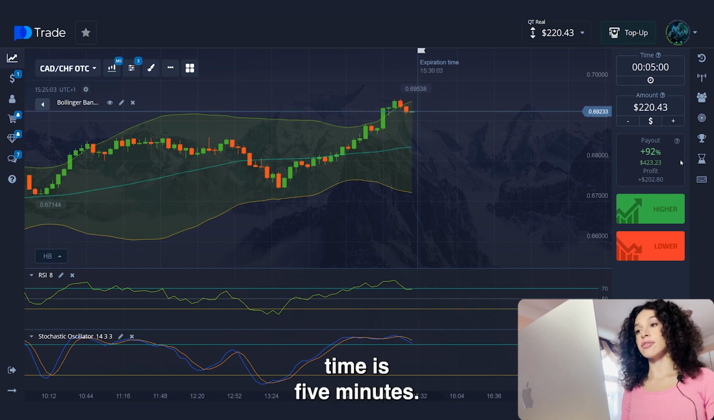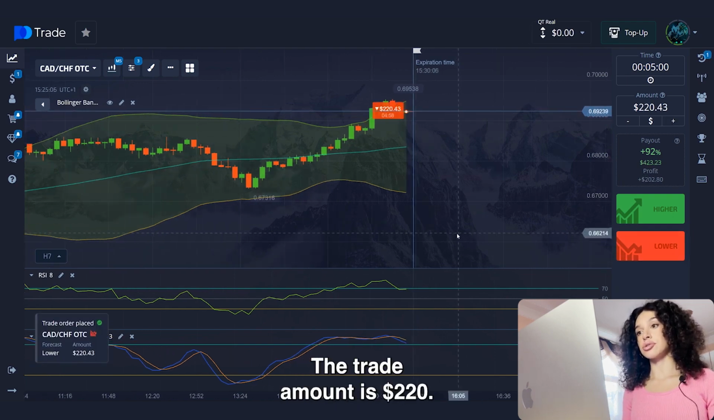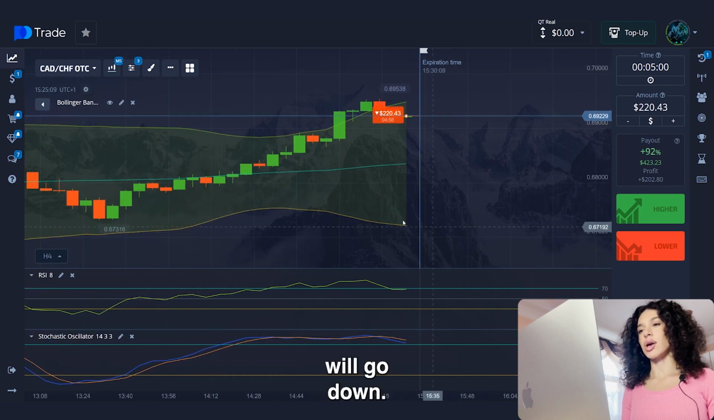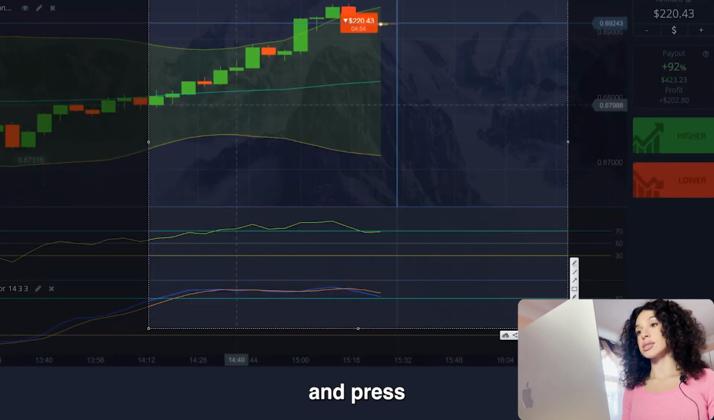The signal time is 5 minutes. The trade amount is $220. I think the price will go down. I open the signal and press the red button. I'll explain everything now. Look.